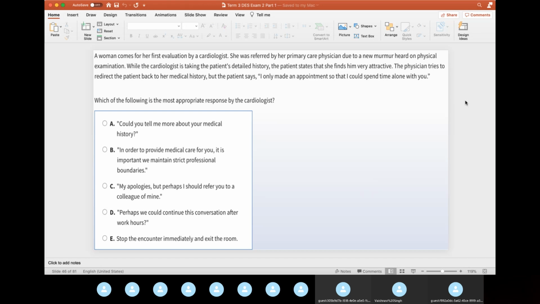Okay, next. The patient says, I only made an appointment so that I could spend time alone with you. Is she worth losing your medical license for? That's the question. What are we thinking? I was thinking B. Me too. B. In order to provide medical care for you, it is important to maintain strict professional boundaries. Is that it? Do you all agree or you don't?